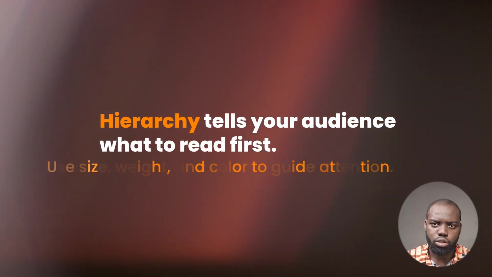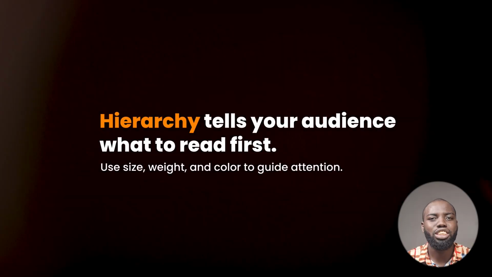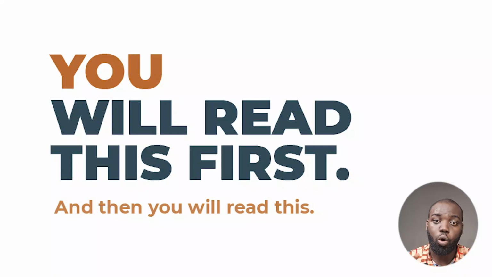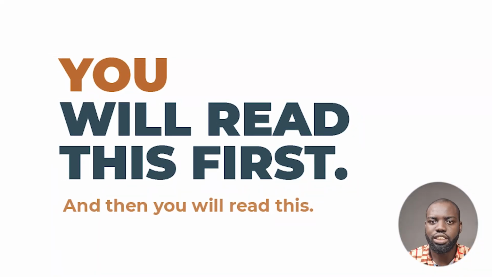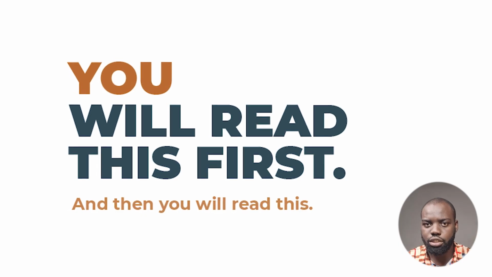Now that we know the types, let's talk about the rules that make typography look professional. Number one is hierarchy. Hierarchy tells your audience what to look at first. It uses size, color, and weight to show the importance of information based on the differences in those metrics.